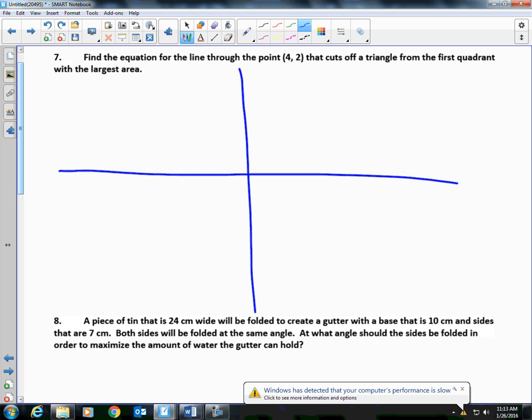Find the equation for the line through the point (3, 4) that cuts off a triangle from the first quadrant with the smallest area. Okay, we'll do it together. What do we do first? First quadrant. Excellent. Who should do first? Put the point on it.